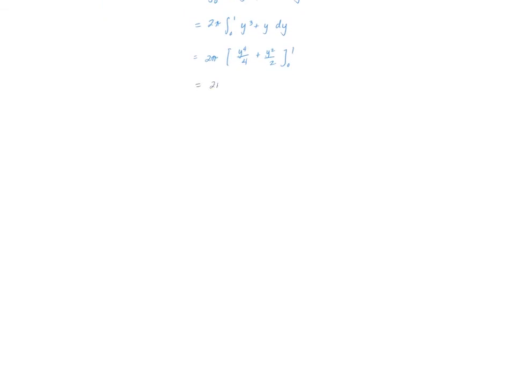And we have 2 pi times 1/4 plus 1/2, and then minus 0. That would be 2 pi times 3/4. And our final answer reduced will be 3 pi over 2.